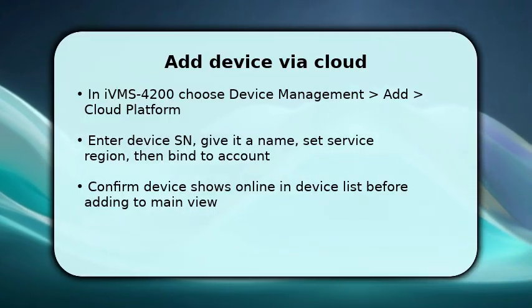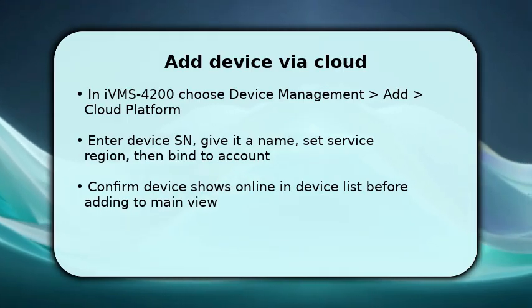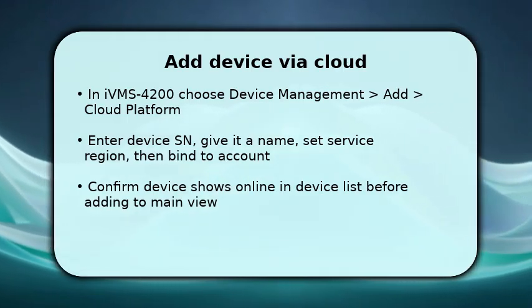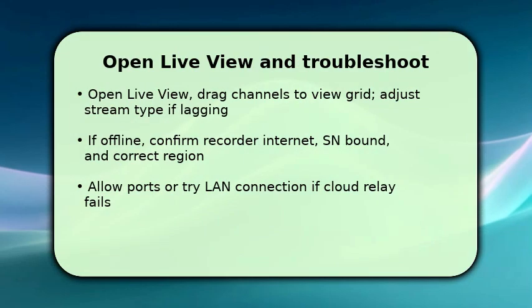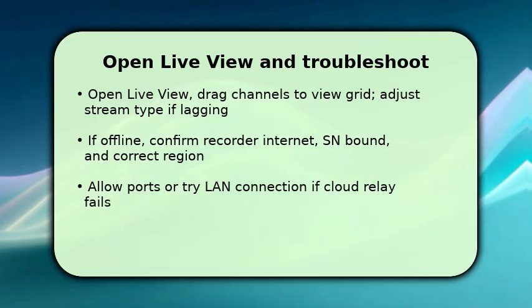If online, assign channels to your main view list so they appear in the Live View module immediately. Finally, open Live View in IVMS 4200 and drag camera channels into the grid. Switch between main and substream to balance quality and bandwidth.